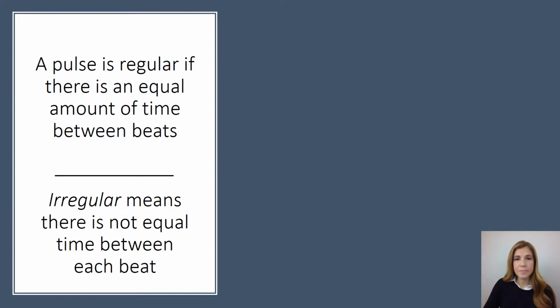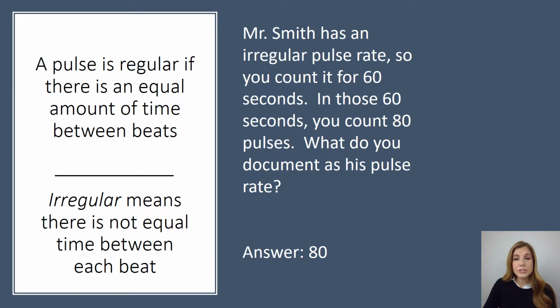Let's try another one. Mr. Smith has an irregular pulse rate, so you count it for 60 seconds. In those 60 seconds, you count 80 pulses. What do you document as his pulse rate? So of course, because we counted for 1 full minute, there's no need to multiply by 2, so we would simply report 80 beats per minute.